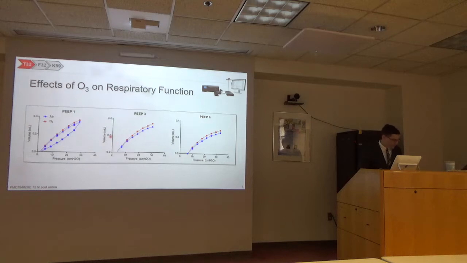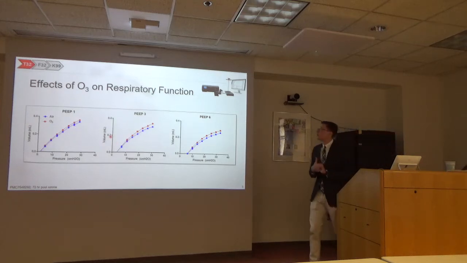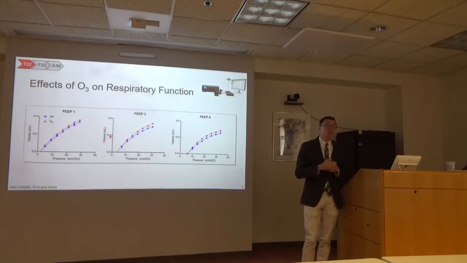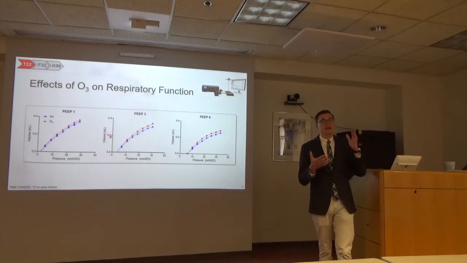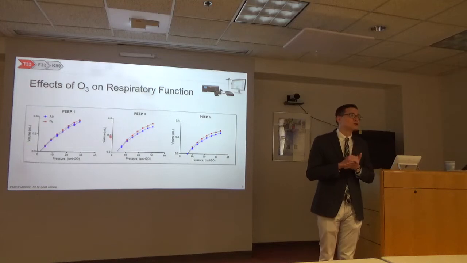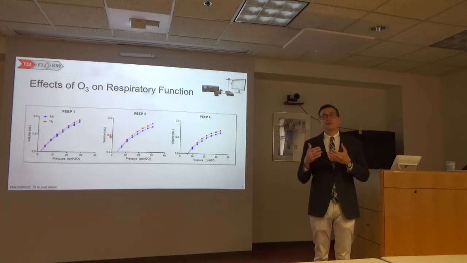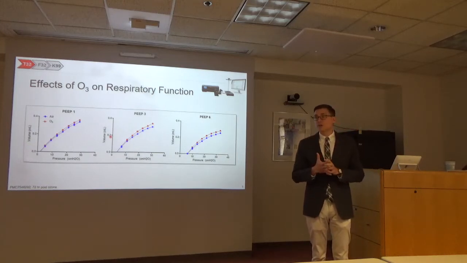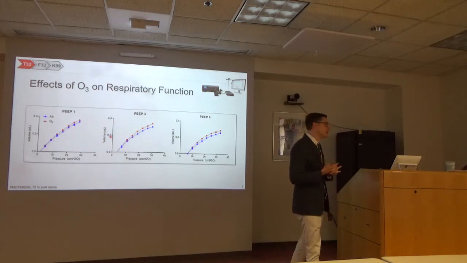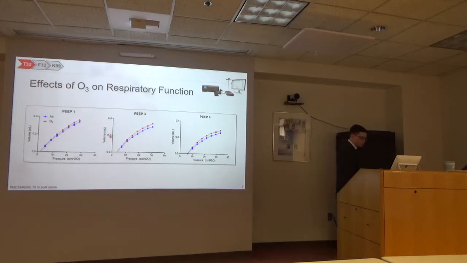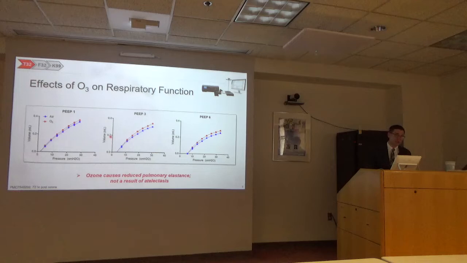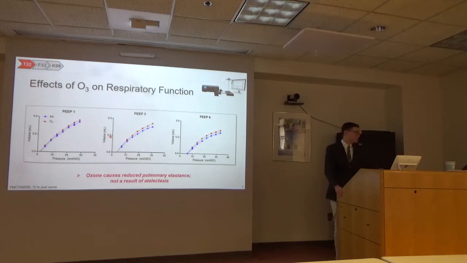If we focus on these expiratory curves, what you can see is that the red curve, which represents our ozone-exposed mice, is shifted to the left and up a little bit relative to our air controls. So this is telling us that we're affecting the elastic recoil properties of the lung with this exposure to ozone. What you can also see is that that response is not affected by changing the PEEP. So this suggests that ozone is causing reduced pulmonary elastance, and this is not a result of atelectasis.